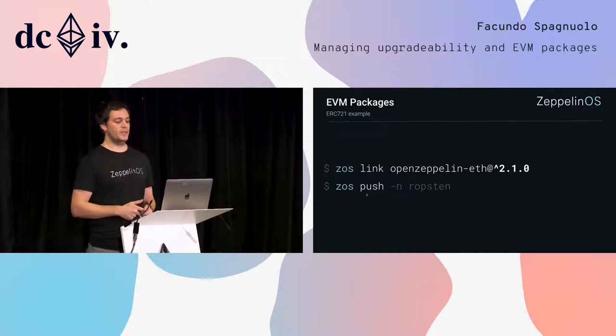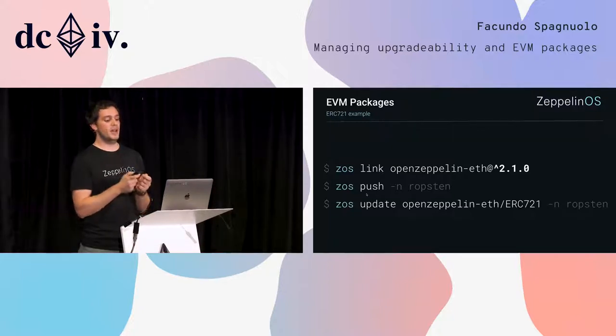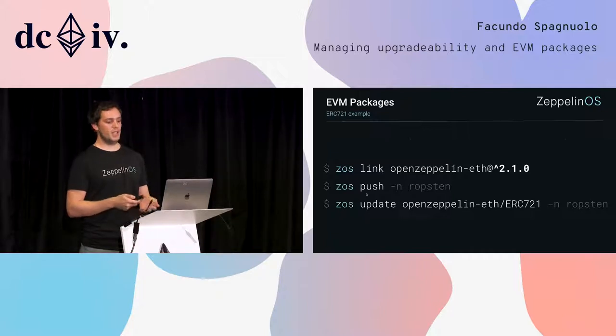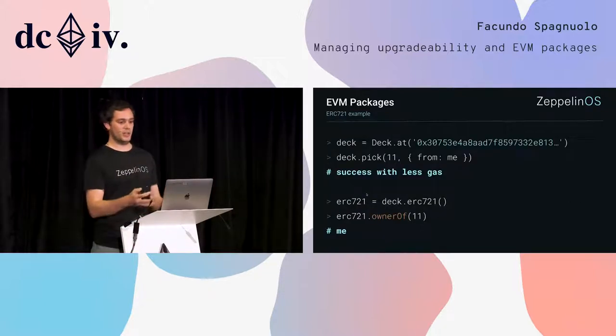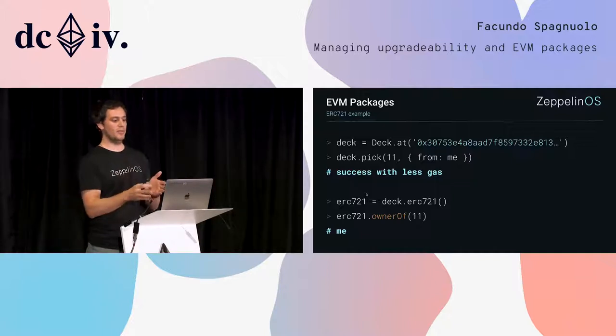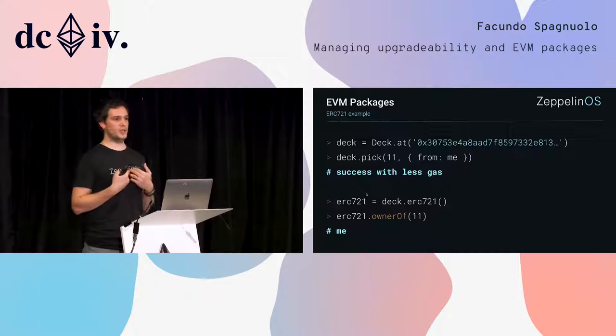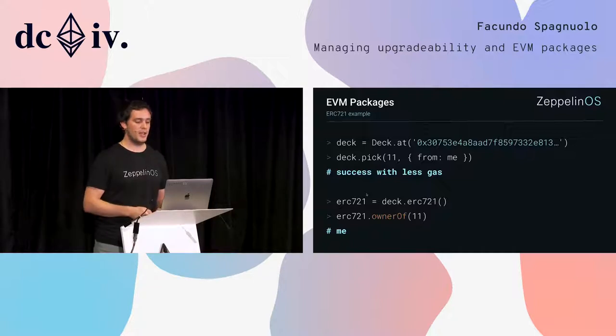Once again, we're pushing those changes to the network. And finally, we can run, in this case, the update command in order to update the upgradeable instance of the ERC-721 contract that we created before. And as you can see, we'll be picking new cards again with the same DEC contract that we created before. The address of the DEC contract hasn't changed, and we'll be using this new version of the ERC-721. It will be as simple as that once again. And we didn't have to update our DEC contract. We just need to update the dependency that we're using in our project, in this case the ERC-721.